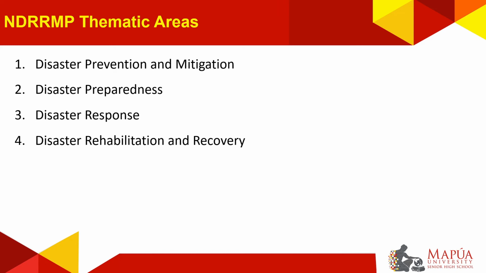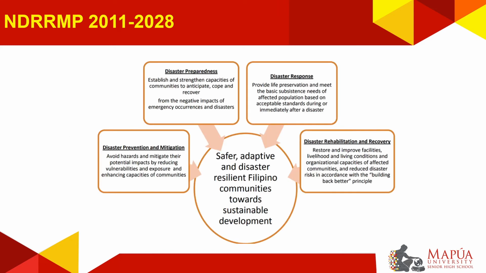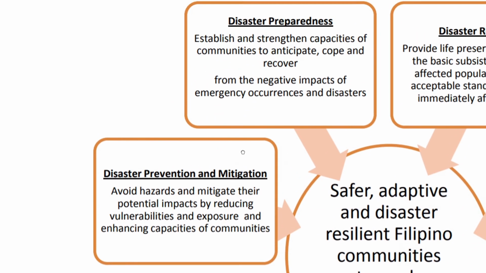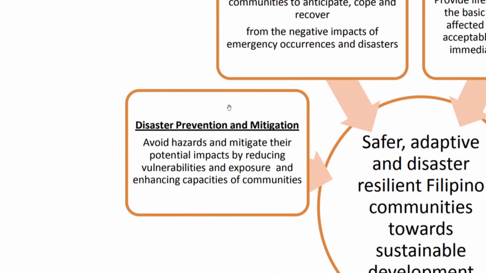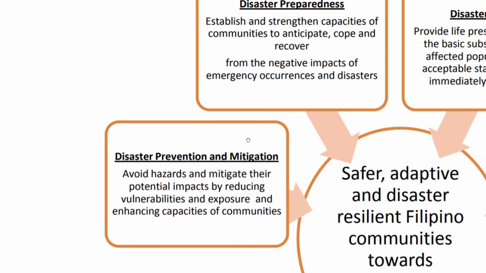Let's talk about this one by one, starting with, of course, their definitions. So, according to the NDRRMP from 2011 to 2028, these are the themes. So, this will be the plan up until 2028. For disaster prevention and mitigation, we must avoid hazards and mitigate their potential impacts by reducing vulnerabilities and exposure and enhancing capacities of the community.